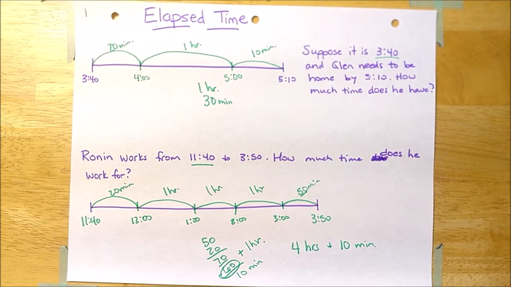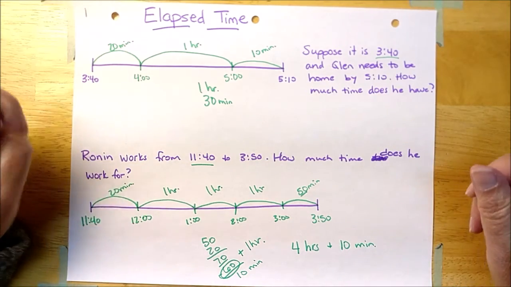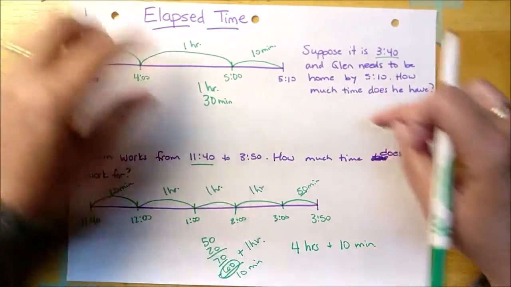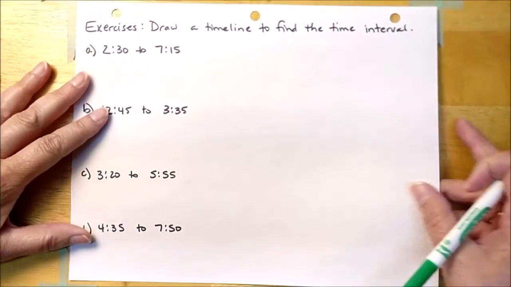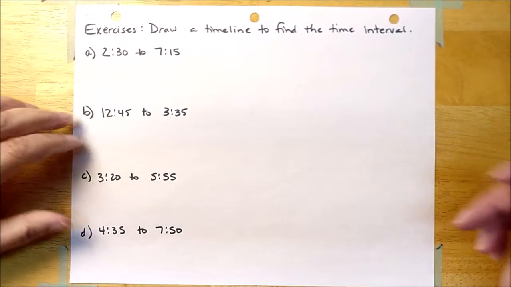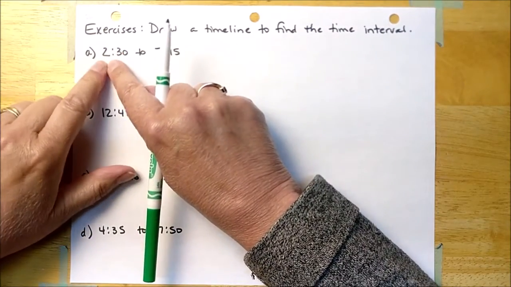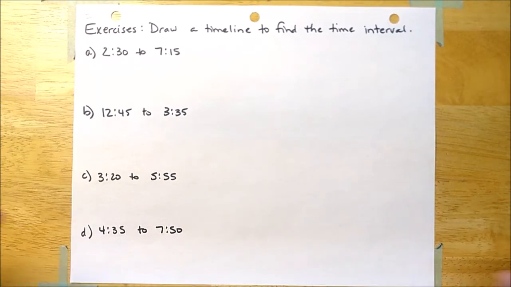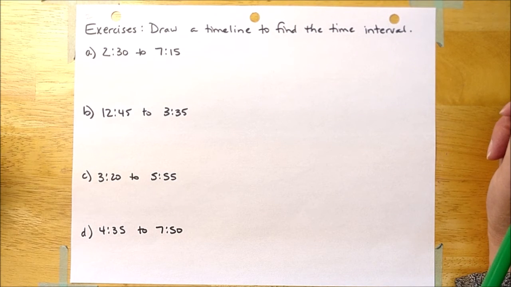I hope you were able to see what I was doing there. Break it down into the minutes to close to the hours, and then you can add those minutes together. So now you are going to be drawing your own timelines and seeing if you can figure out what the time interval is. So this activity starts at 2:30, goes to 7:50, and you need to draw a timeline. So for all of these, I'm going to ask you to pause, draw a timeline, and figure out what the time interval is, and then come back.